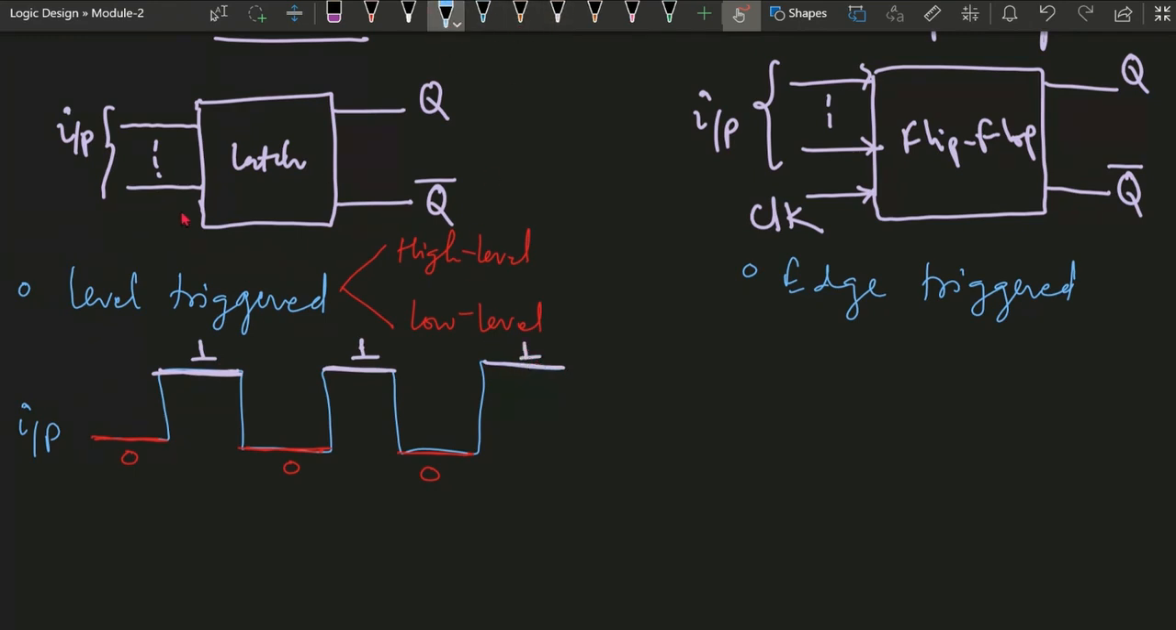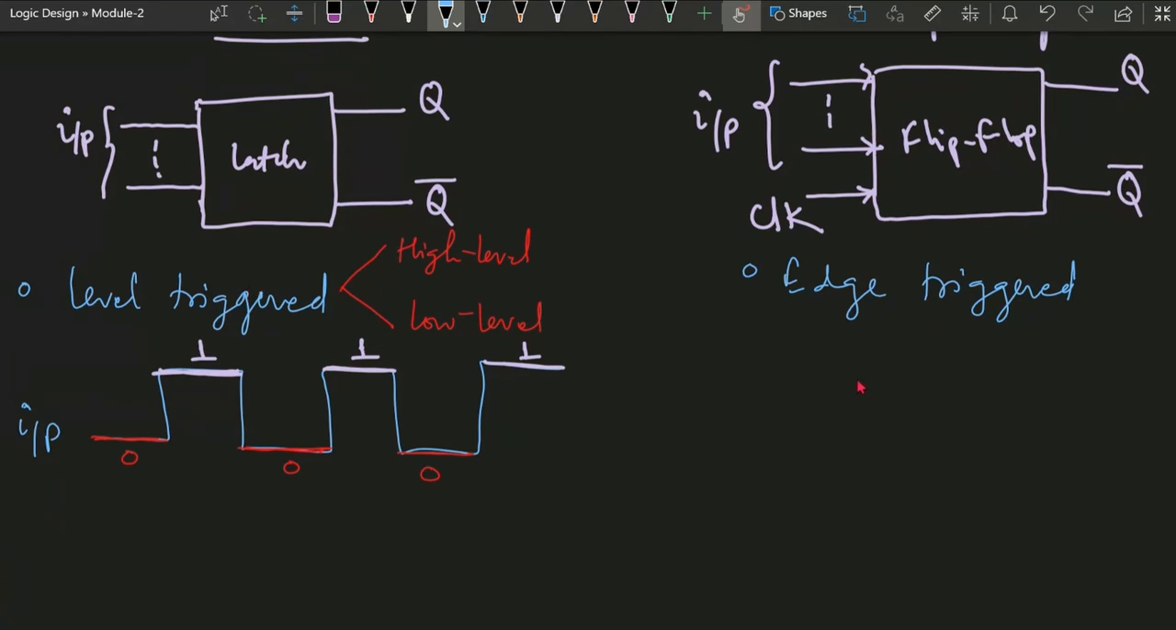So in the case of latches, being level triggered means that for whatever input we provide, if the level is 0, then with respect to 0, whatever the condition is in the latch, the output will change. Similarly, if it is high level triggered, it will trigger the change in the output based on the high level of the input. So it changes the output with respect to either 0 or 1, the high or low level of the input. That is level triggering.